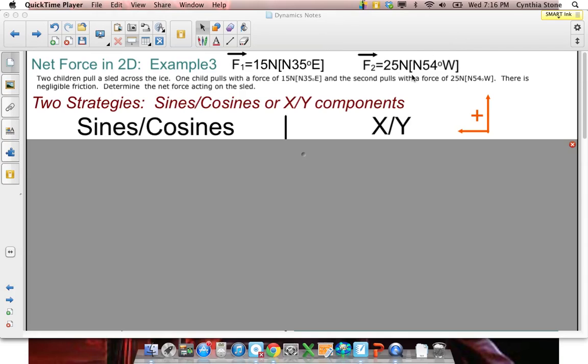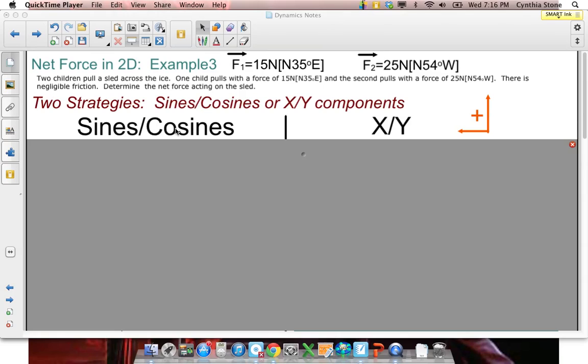Okay, and so this, by the way, will be more of an example like the tractor question, but now we have everything unequal and on different angles. So we want to find the net force on the sled. I think there's negligible friction. Okay, so because there's only the 2 forces, I can use the sine and cosine method easily.